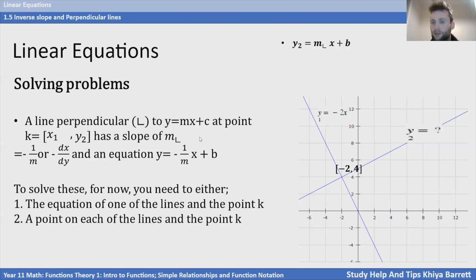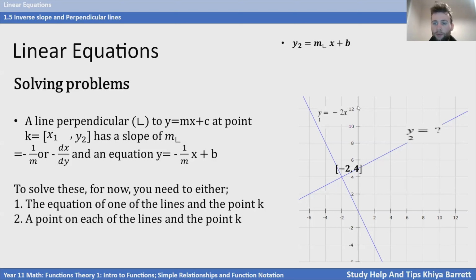And the key to solving these problems is knowing that m perpendicular has a gradient of -1 over m, where m is the regular m from the equation y equals mx plus c. The equation of this perpendicular line is then going to be y equals -1 over m x plus b, where b is a different constant to the initial constant. So to solve these types of problems, you're going to need either the equation of one of the lines and the point k, or a point on each of the lines and the point k.